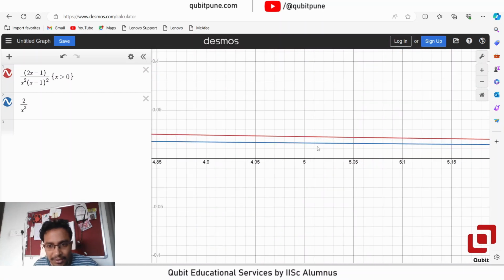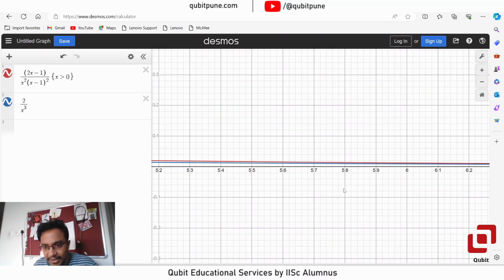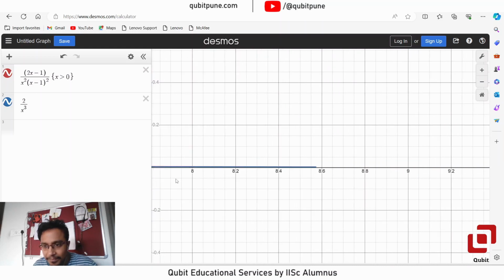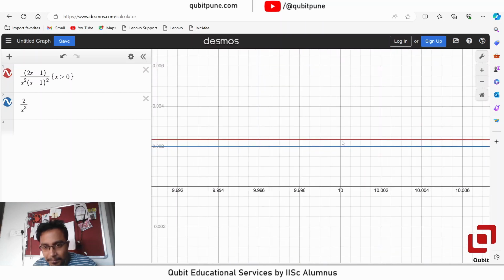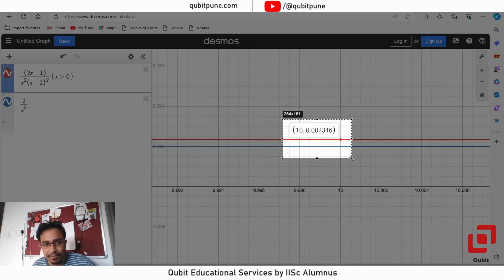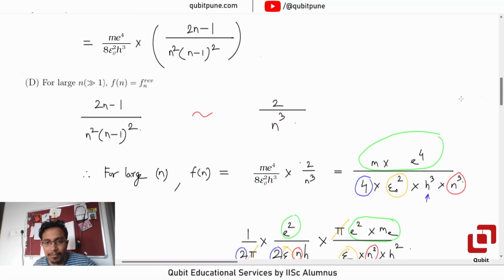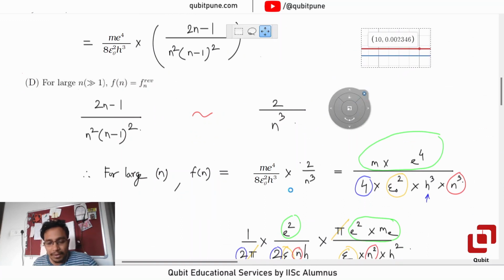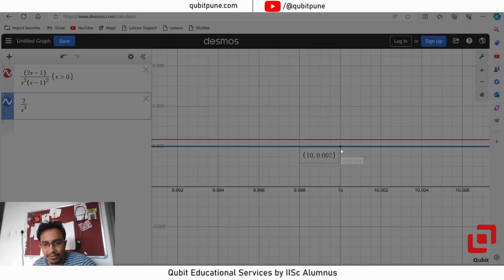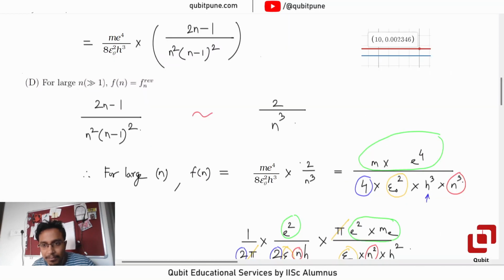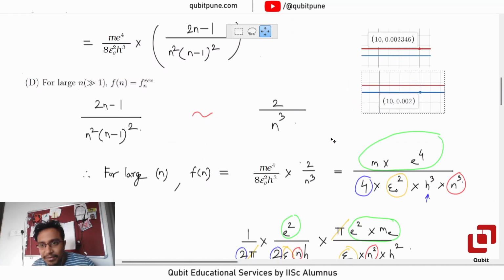So if I go for n equal to, let us say, 10, let's just try to find out the difference between them. So it is 0.002346. And how about the bottom one? 0.002. So that difference is pretty small, right? That difference is pretty small.